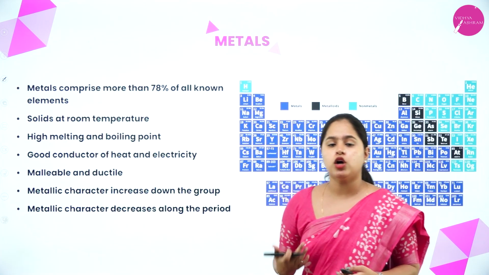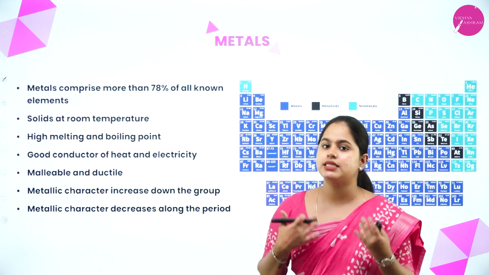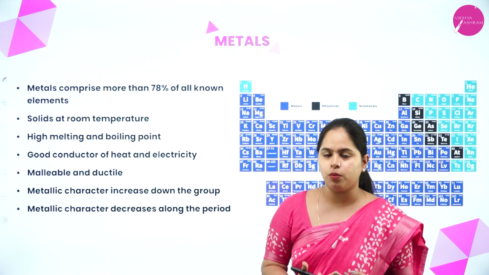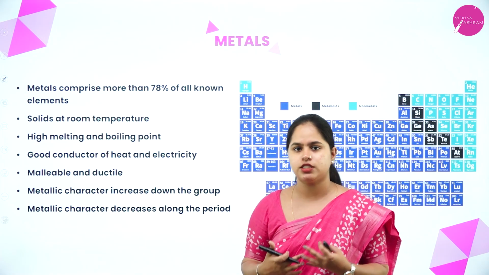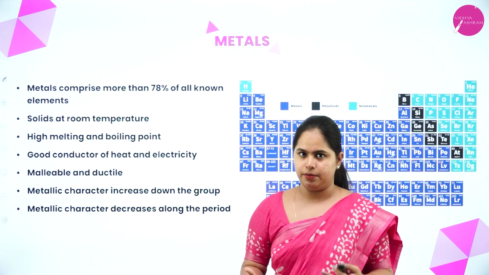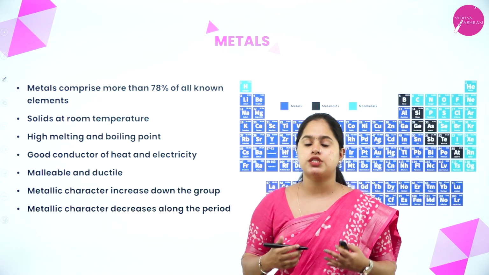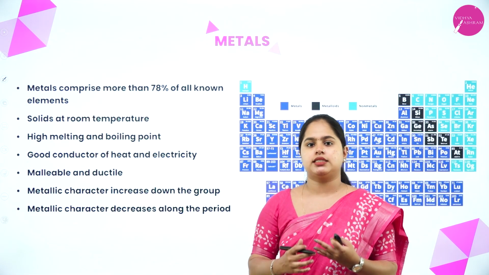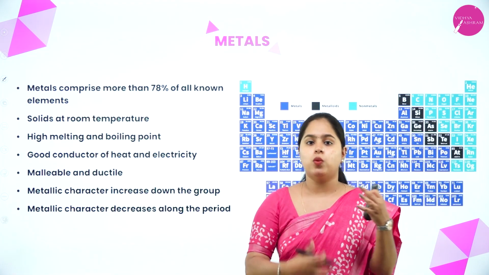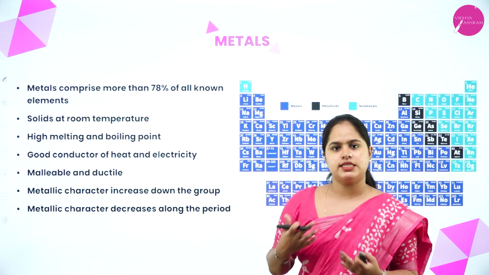So moving on to the next part, we are going to discuss metals, non-metals and metalloids. The basic properties of metals, non-metals and metalloids we are going to discuss now. You have already studied about them and have an idea about it. Extra to that, we are going to study how the metallic character and non-metallic character change across a period or down the group. We are going to see all that.